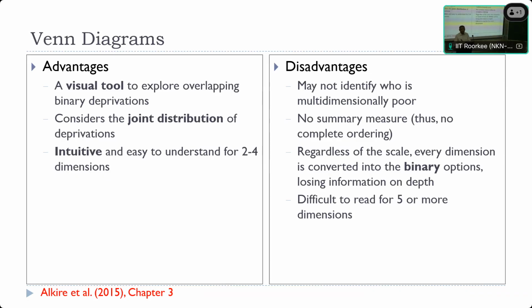If you imagine you are getting this picture for 29 states in India or 30 European countries, you have all the pictures. But then how to rank them? Who has more? Who has less? You have to look at the numbers and write them down, and this is what they do not do. Every dimension is converted to binary here, so anything beyond binary, there is no possibility. And it is difficult to read for four or five or more dimensions.